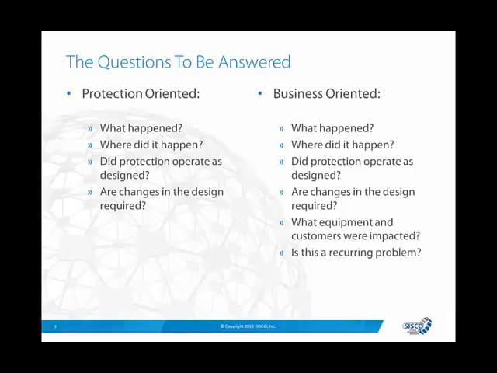For businesses, though, there are two additional questions. What equipment and customers were impacted, and is this a recurring problem? If the answer to "is this a recurring problem" is yes, then obviously some type of systemic design change may be required, or condition-based maintenance may be needed earlier than was originally anticipated.